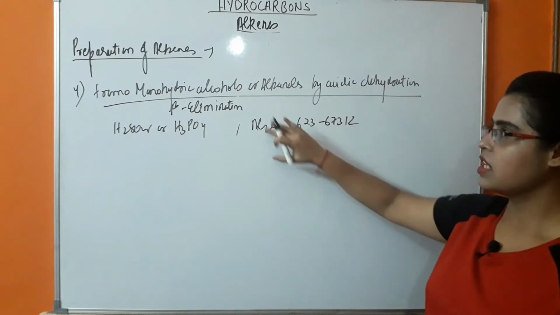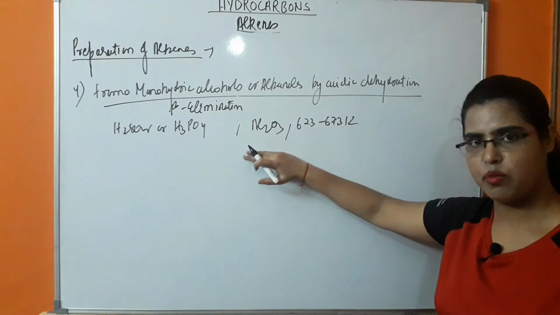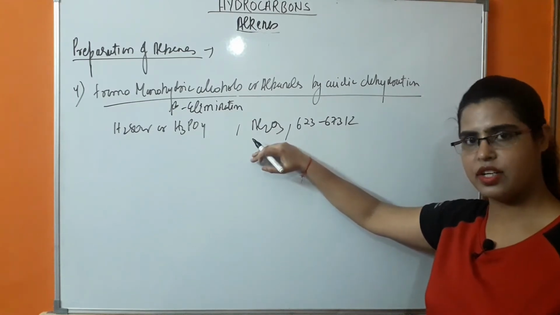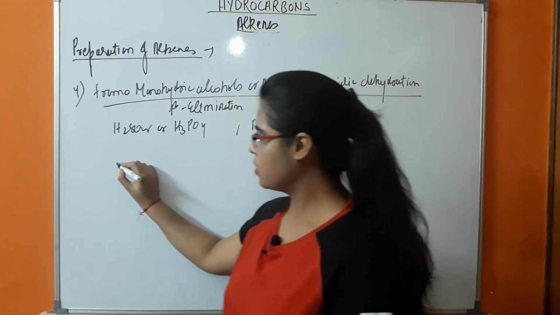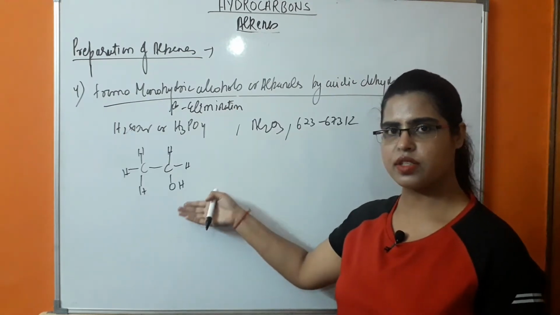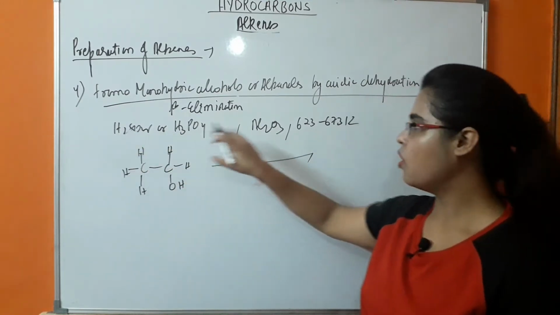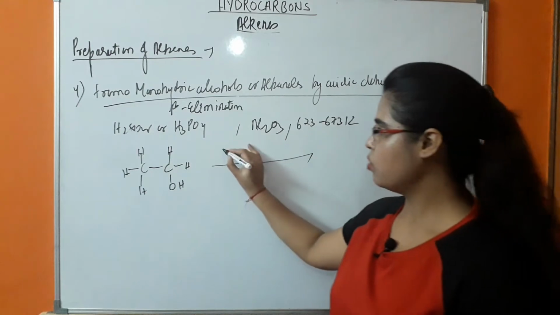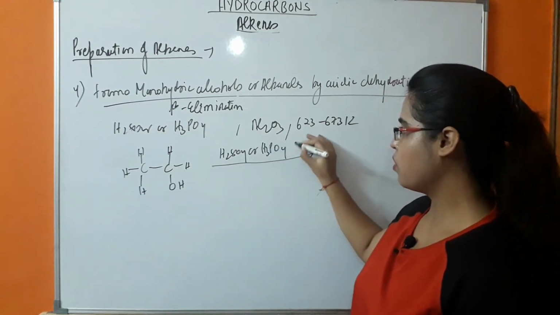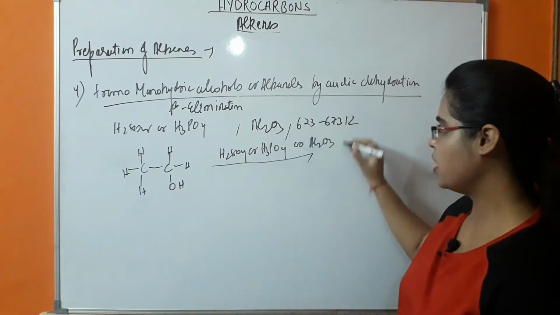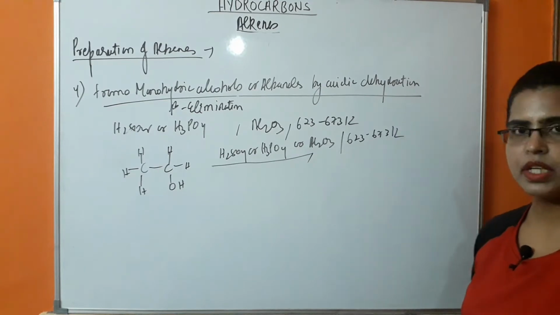In this case the vapor of alcohol will be passed over this heated alumina. This will lead to the dehydration of the alcohol. So let's see how the reaction will take place. This is butane-1-ol, this is a 1 degree alcohol. So what will happen? Either we will take mineral acid or we will take alumina. So in the presence of H2SO4 or H3PO4 or Al2O3, temperature is 623 to 673 Kelvin.